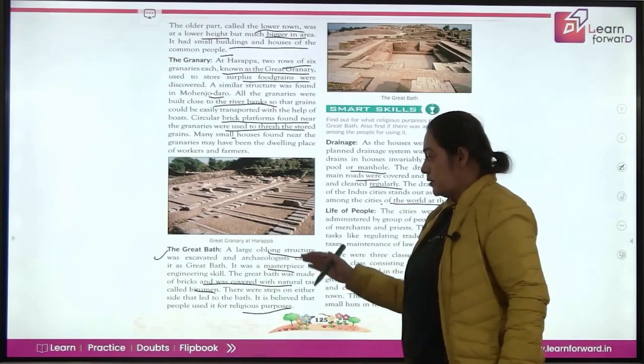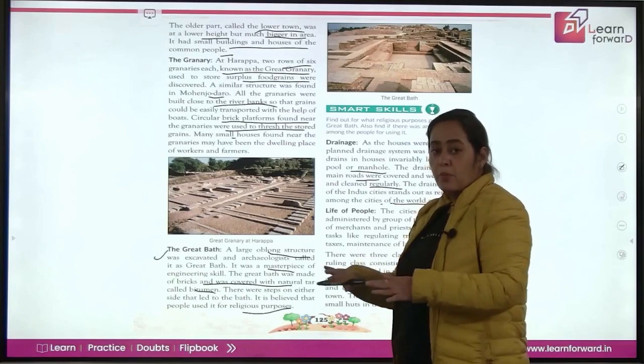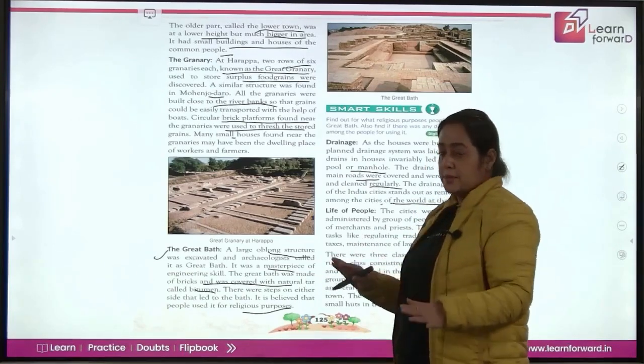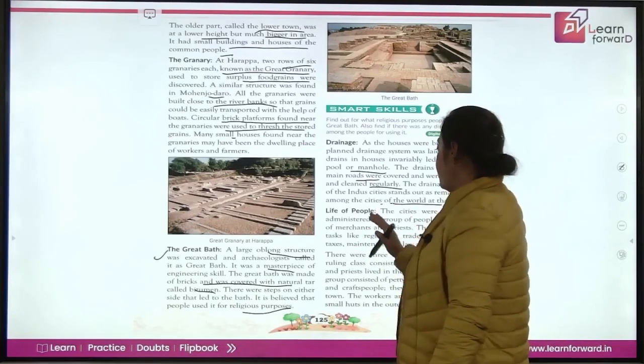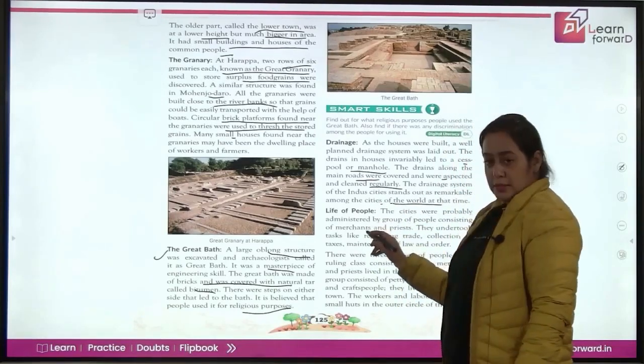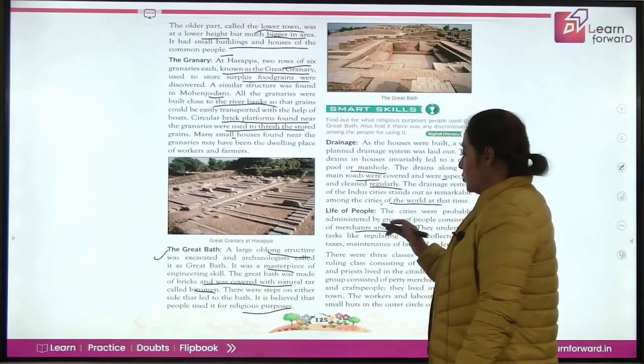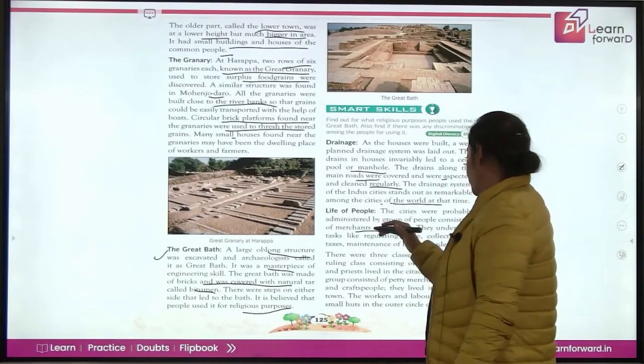अगर हम देखें तो गंदे पानी का एक प्रॉपर ड्रेनेज था and it was kept very clean. If you talk of the life of people, it could be administered by a group of people consisting of merchants and priests. So, in the topmost level, they are the merchants and priests.